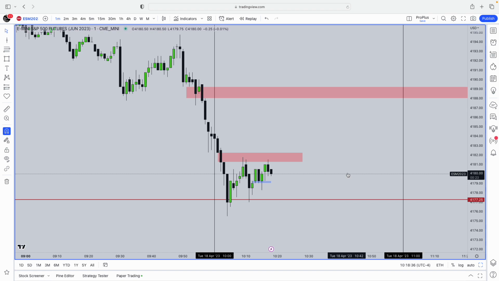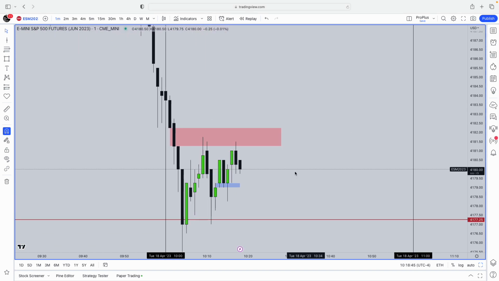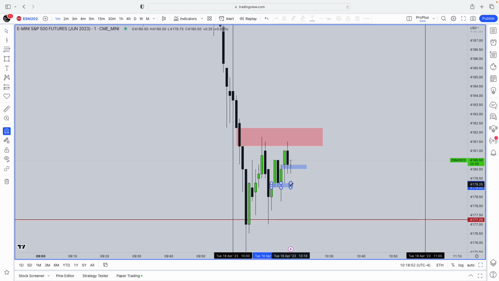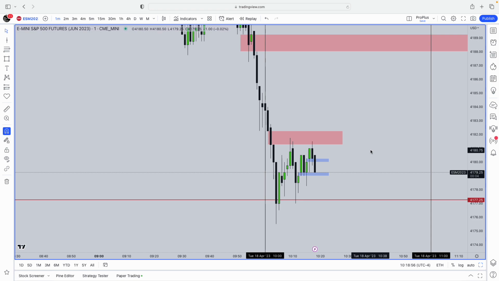There's another volume imbalance. I'll give you 2 seconds to see if you can spot it before I draw it on. There. See if that shows support.